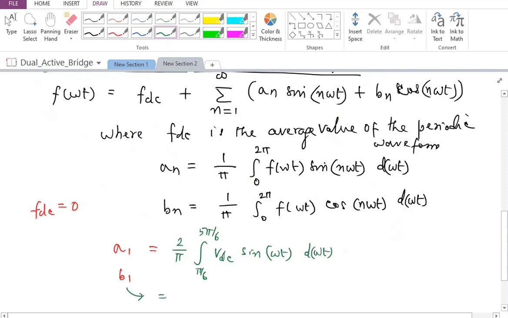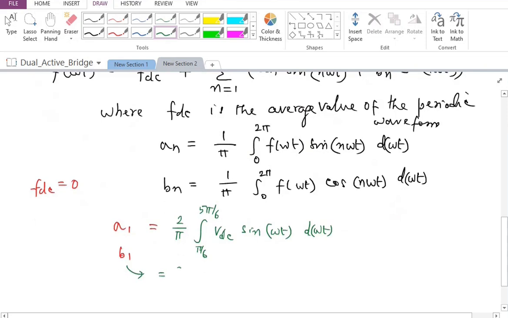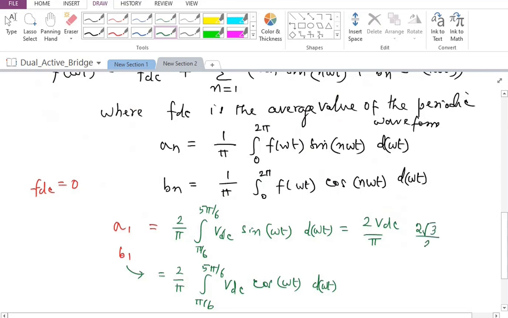And similarly, B1 is going to be, again, 2 divided by pi. Integrating limits are from pi by 6 to 5 pi by 6, and VDC cos omega t d omega t. So this is going to be 2 VDC divided by pi. This can be taken out. And for sine omega t, the integral is minus cosine. So this is going to be cos pi by 6 minus cos 5 pi by 6. So that is going to be 2 times root 3 by 2, because cos pi by 6 is root 3 by 2.